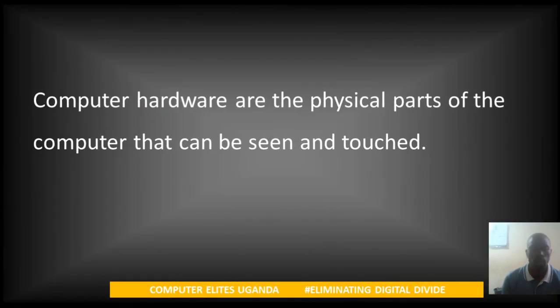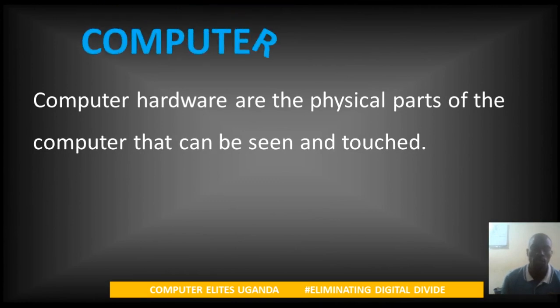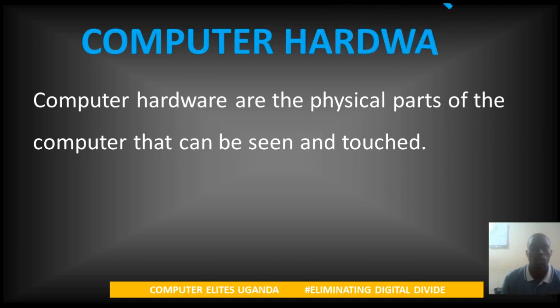Before, let us first understand what computer hardware is. Computer hardware are the physical parts of the computer that can be seen and touched. We have been using these computer hardware devices. These are the devices that we always use on our computers such that we can perform different tasks or solve different problems.